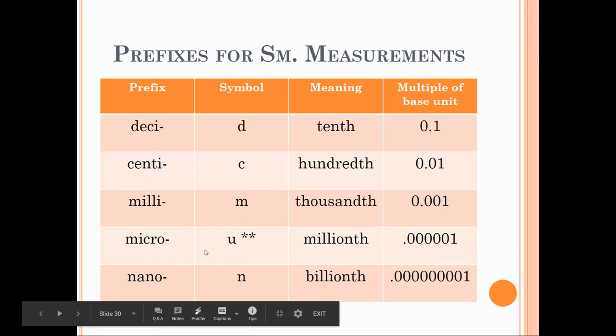And this is not the exact symbol for micro. There's a line that drops down right here, almost like a P, but it doesn't connect at the top. It's a little weird little symbol.